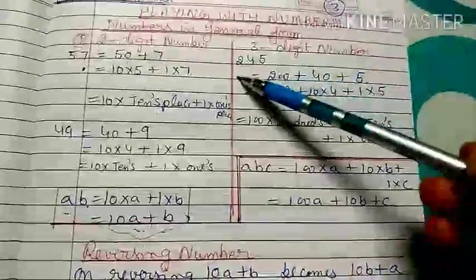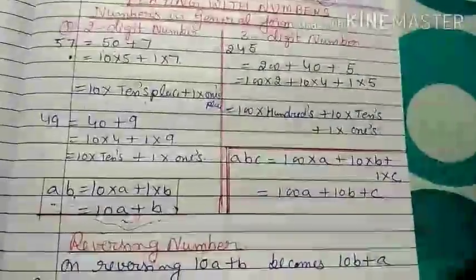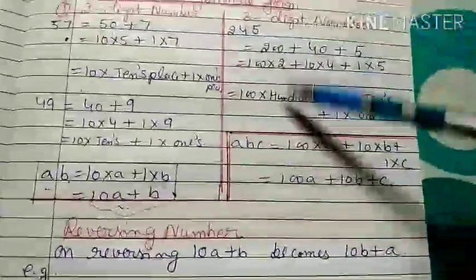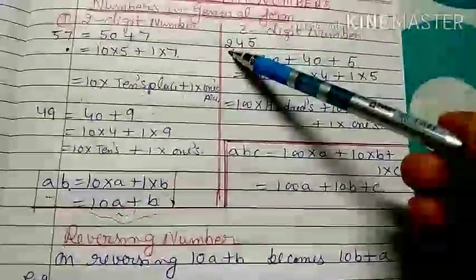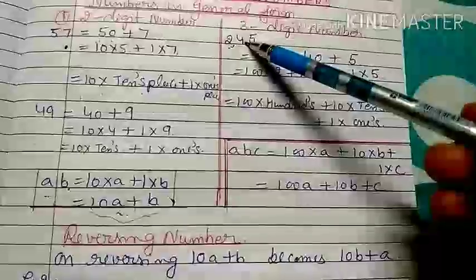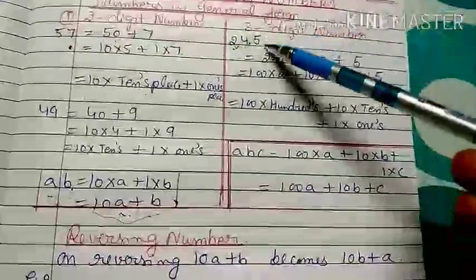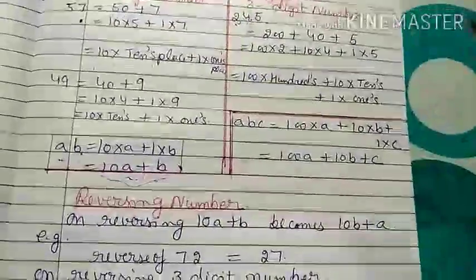Similarly, if I have a three-digit number, 245, 2 is in the 100 position, 4 is in the 10 position, and 5 is in the 1 position. You just multiply the digit with the position. So 100 multiplied by the 100 place digit, then 10 multiplied by the 10 place digit, and 1 multiplied by the 1 place digit. So this is the expanded form.